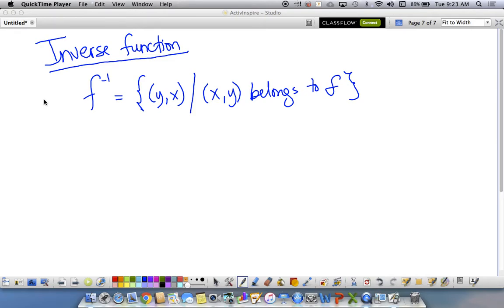This is where we left off last time about inverse functions. If you remember, f⁻¹ means the inverse of f, and the inverse will be the set of y's and x's such that the x and y belong to the original function f. So we're going to dig a little bit deeper into what makes an inverse function, why we need these, and how we are going to use them.